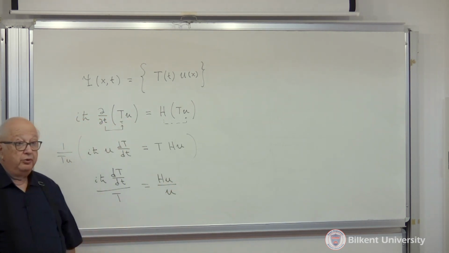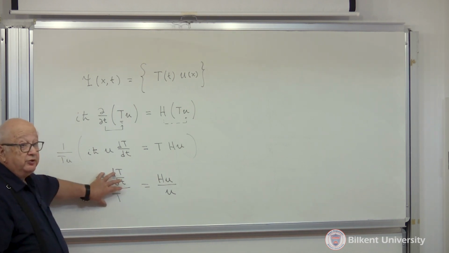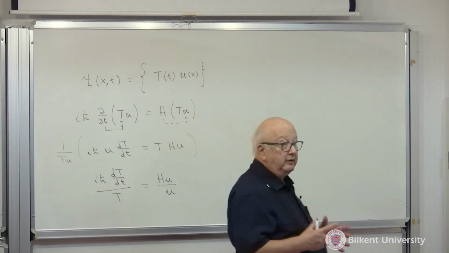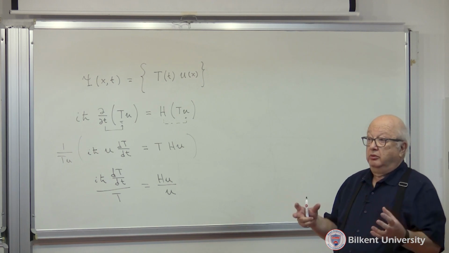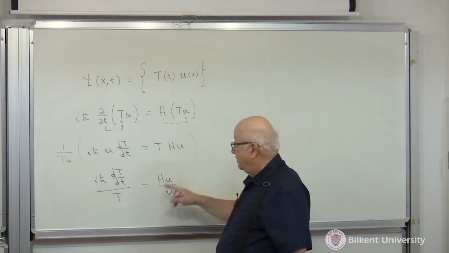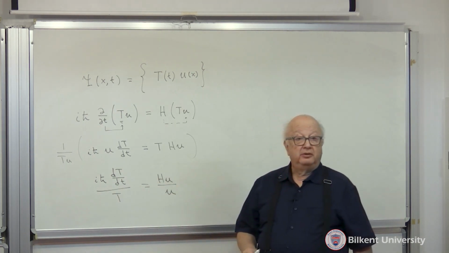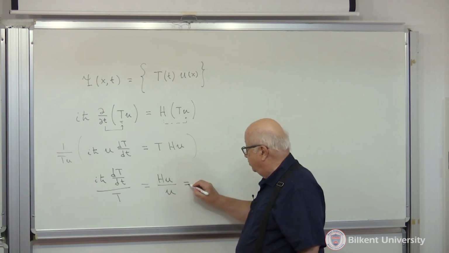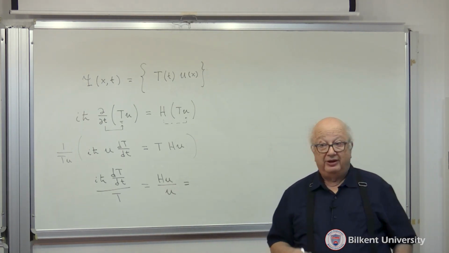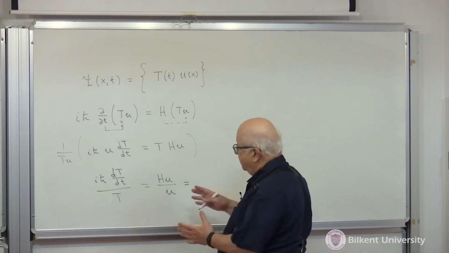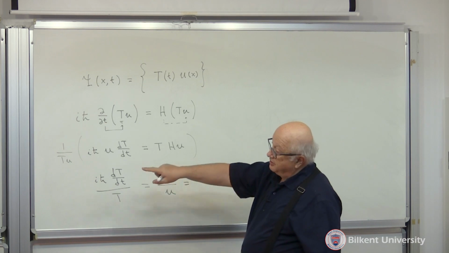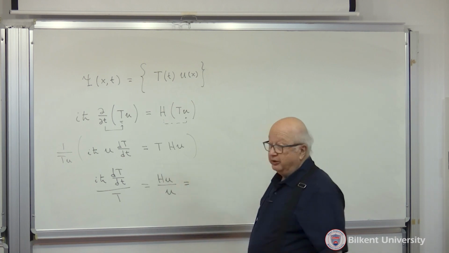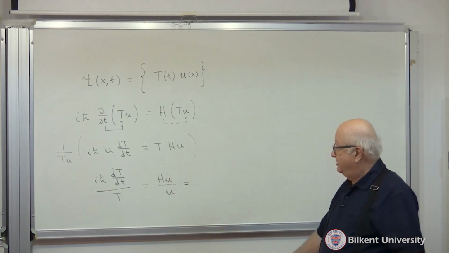Then the argument goes like, since this is a function of time t only, and this is a function of x only, the only way they can be equal is if I don't want any t dependence here, and I don't want any x dependence there. So the only way that can happen is if these things are equal to a constant. Let's just see what we have. H has units of energy, it's the total energy. So u, whatever its units are, they cancel. So this thing has units of energy.